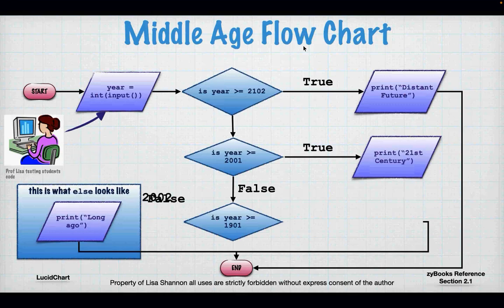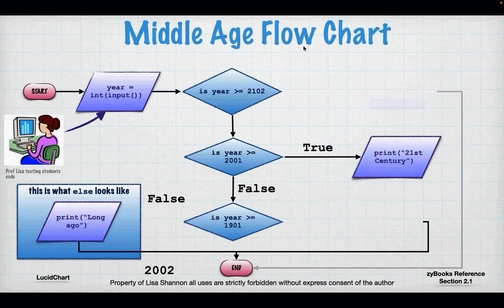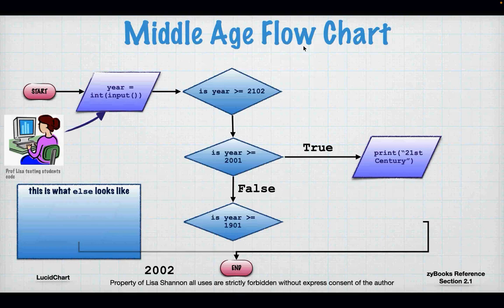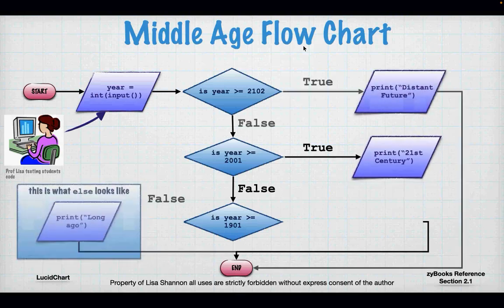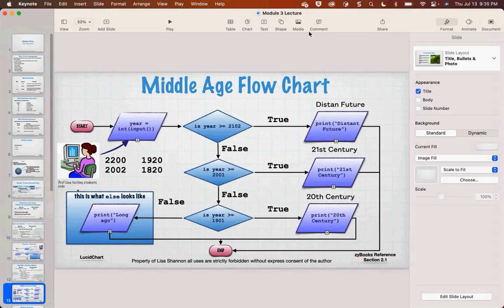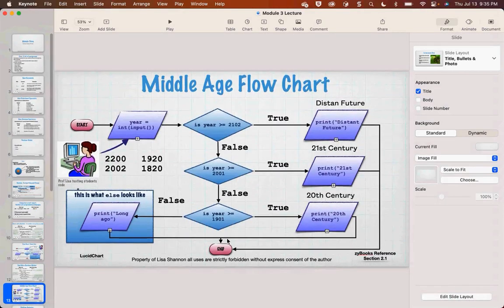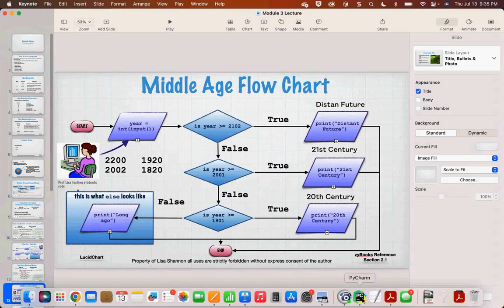So if I put 2002, sorry about this graph, people. I apologize. Yeah, I really apologize for this graph. I don't know what happened. So we're just going to stop and go to a piece of code.